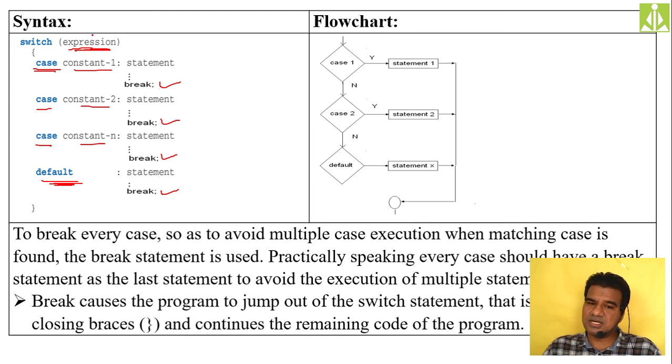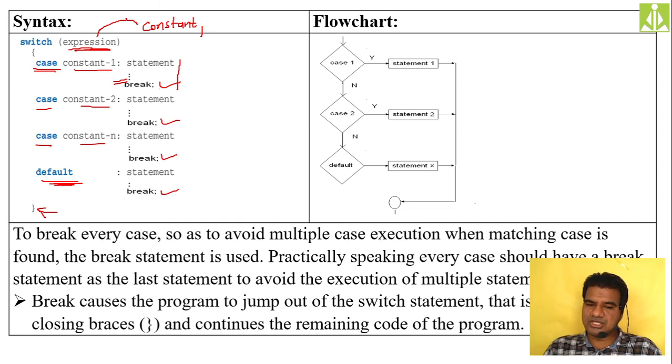This expression will result in a particular constant. If this expression results in constant 1, then the suitable true block of constant 1 will be evaluated. After evaluating it, at the end we have the break statement, so the control will break and exit to the closing block. The control will simply jump from here to here. It will not execute case 2, case 3 and so on up to case n, not even the default case. It will simply jump out of this block.